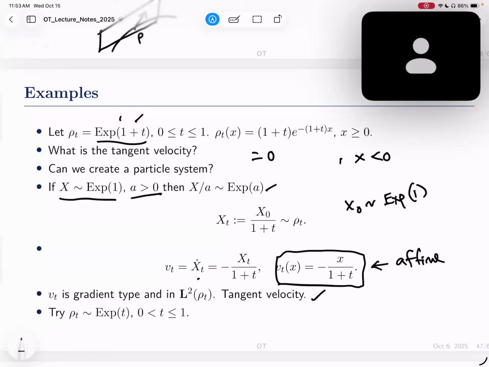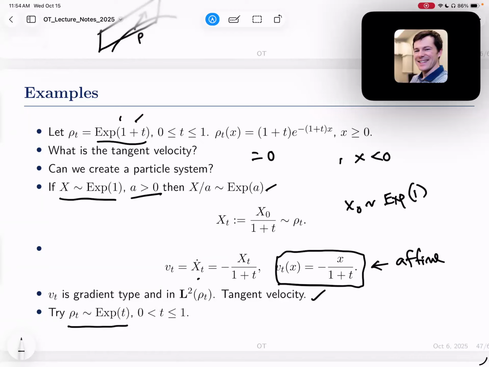Okay. If you understand this particular example, then try thinking about this following example. Rho t is exponential with rate t, and now t is between 0 and 1, but 0 is not included. Can anyone tell me what is the problem at t equals 0? VT wouldn't be integrable.